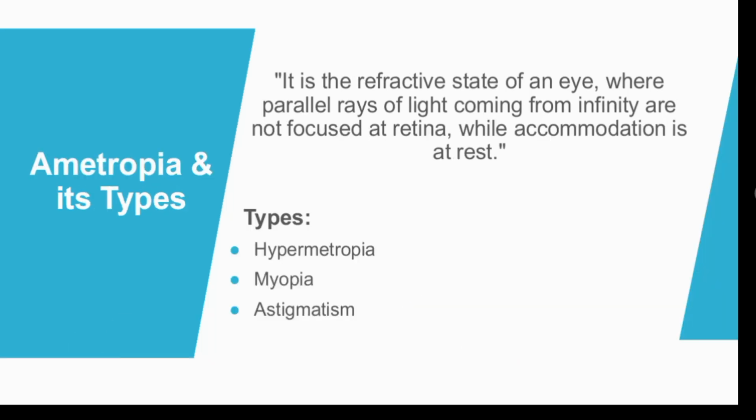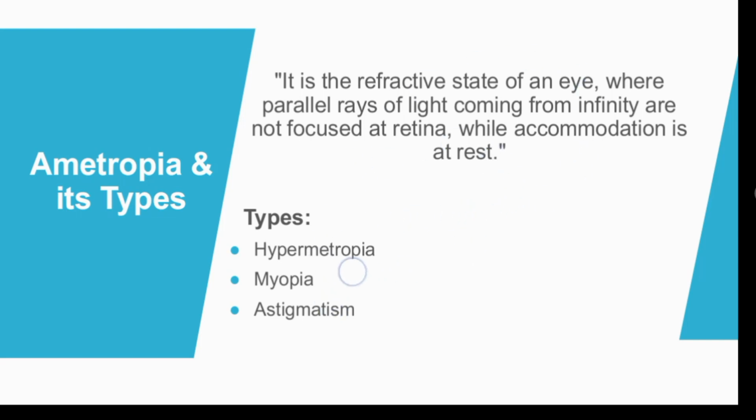It is a refractive state of an eye. If someone asks you what the refractive states of an eye are, you should know that there are two: the eye can be either emmetropic or ametropic, right? So ametropia is a refractive state of an eye where parallel rays of light coming from distance, it can also be from near, but we have taken a standard, are not focused on the retina while accommodation is at rest, or it can be that the patient's accommodation is being exerted but still the power of the eye is not as much as it should be, right?